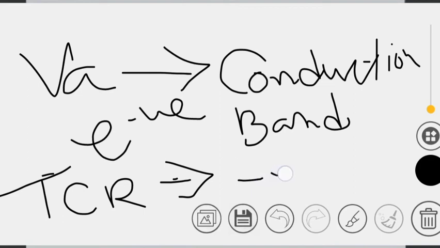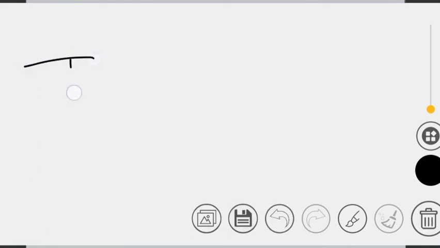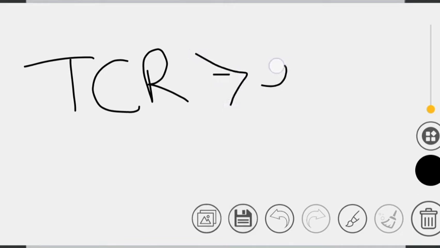Now what is this TCR? Sorry, let me write this. What is this TCR? This is temperature coefficient of resistance. The temperature coefficient of resistance of intrinsic semiconductors is negative, because they act like an insulator. Very much clear. Let us talk about extrinsic semiconductors.